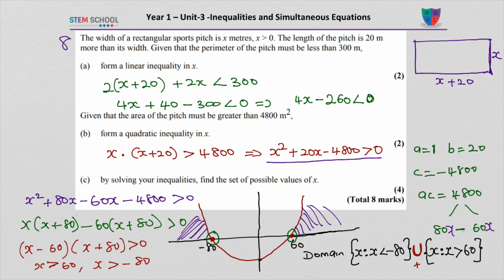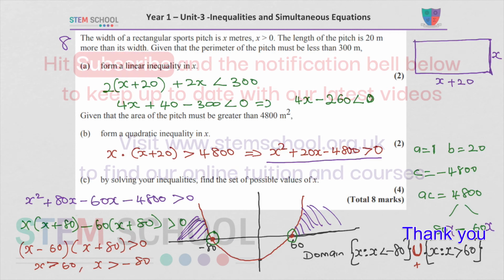We always start with the smallest value. That's why we start with minus 80. Union means, because there's a gap between here, we are uniting the two together. So union, and then the right hand side here. We always start with the left hand side and then the right hand side, since we write from left to right.